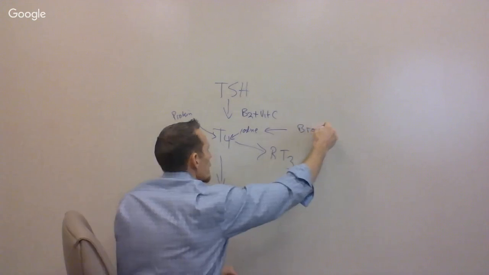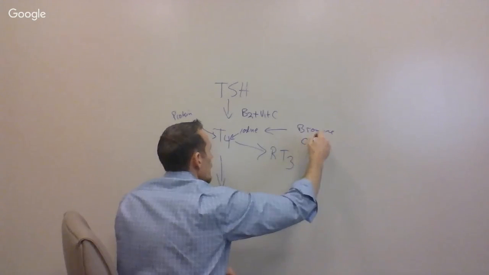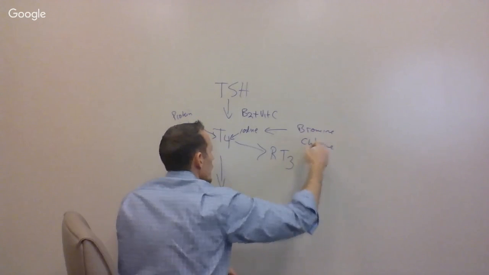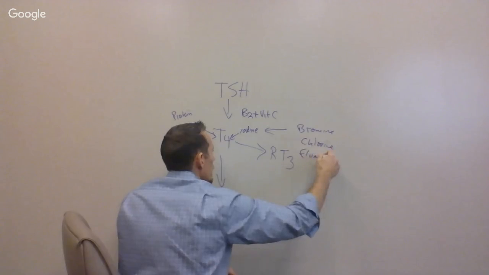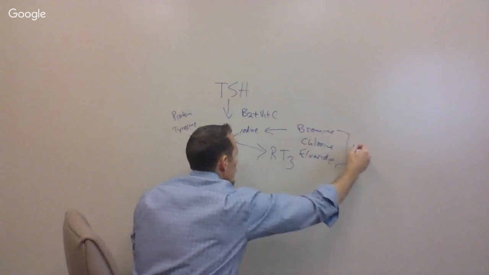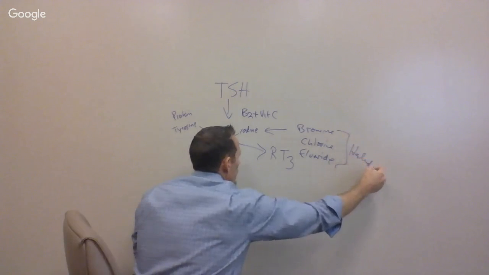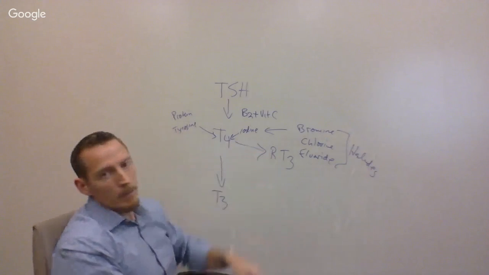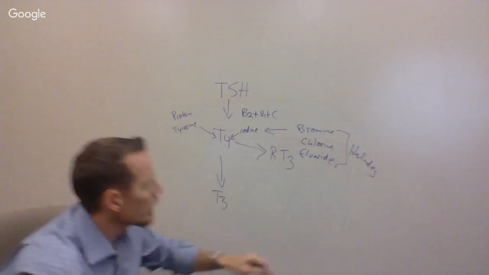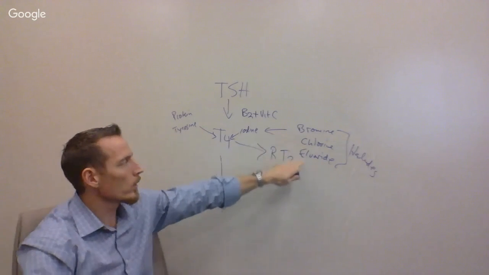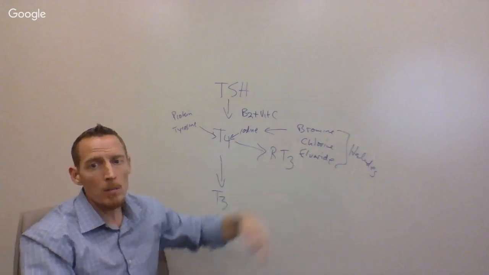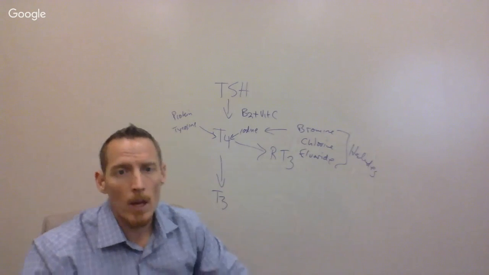Bromine, chlorine, and fluoride. These three, oftentimes referred to as halides, they will compete with iodine to get into your thyroid gland. And so if you have an overabundance of these three in your environment, sometimes you can have a chemical-induced hypothyroidism.